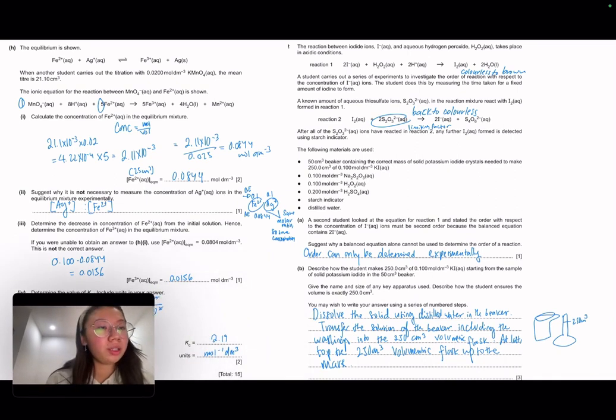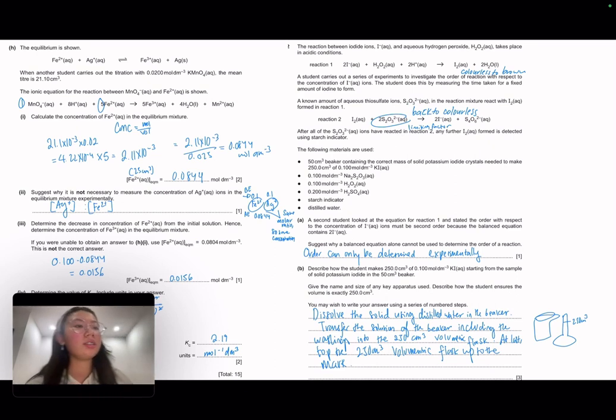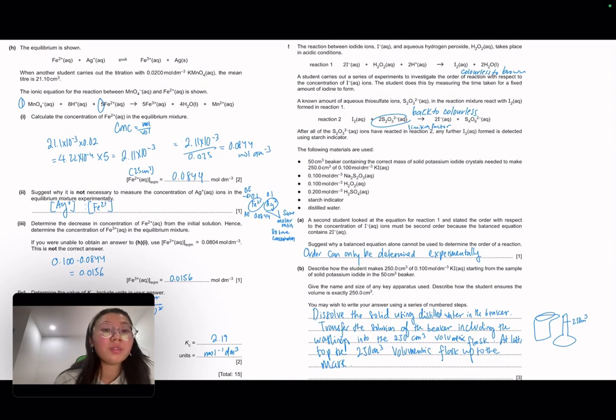Describe how the student makes 250 cm³ of 0.1 mol per dm³ of KI, starting from the sample of solid potassium iodide in the 50 cm³ beaker. Give the name and size of any key apparatus used and describe how the student ensures the volume is exactly 250 cm³. Alright. Okay, so first things first, this is fairly simple. It's a very easy question to score marks at. So like free 3 marks.